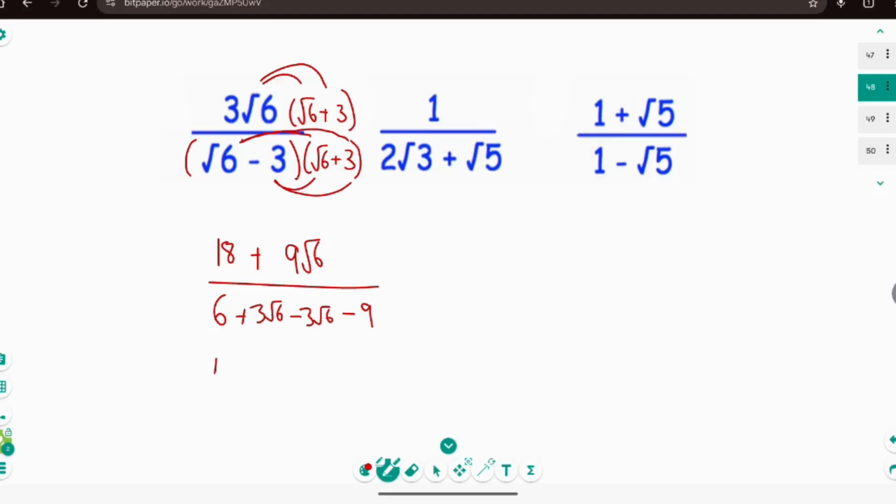Let's just simplify the denominator. Cancels out. 6 subtract 9 is negative 3. I've just spotted here that all of these have a common factor of 3. So I'm going to divide everything by negative 3, so I'm not left with a negative denominator. 18 divided by negative 3, negative 6. 9 divided by negative 3, negative 3.